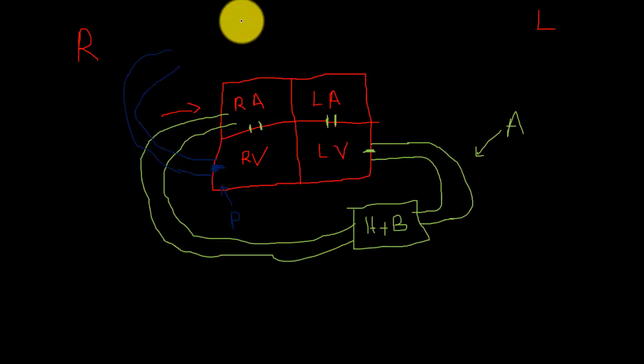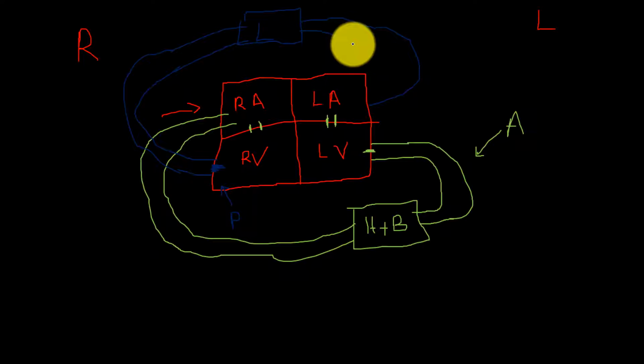Then of course this is going towards the lungs right there, and this is for the purpose of oxygenation. And then from the lungs, this blood is going to be returning via the pulmonary veins into the left atrium to complete the cycle. So the cycle drawn in green here is known as the systemic circulation, SC.